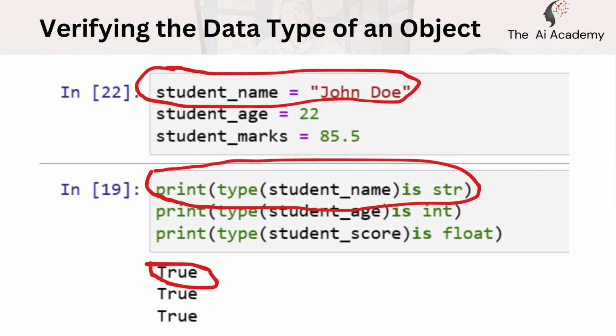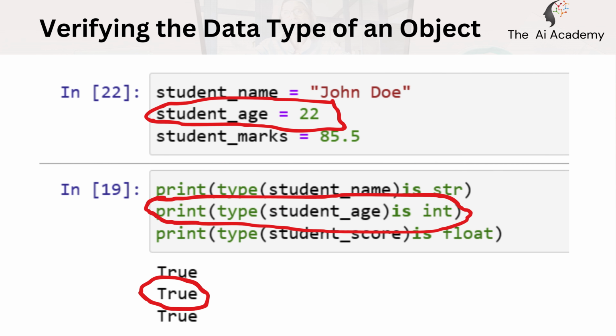type(student_age) is int. We use the type function to get the data type of the student_age variable, which is class integer. Then, we use the is keyword to check if the data type returned by type(student_age) is the same as the integer class. Since student_age is an integer, the expression type(student_age) is int evaluates to true.